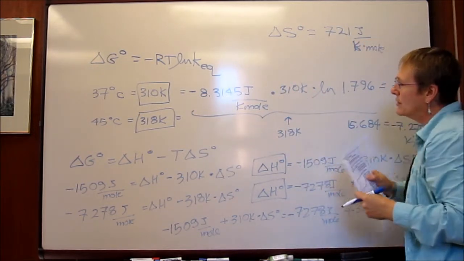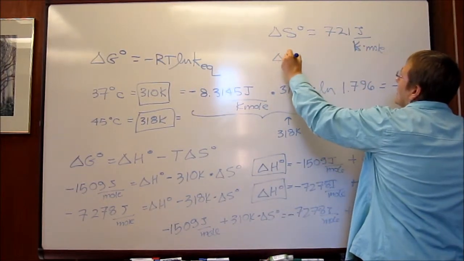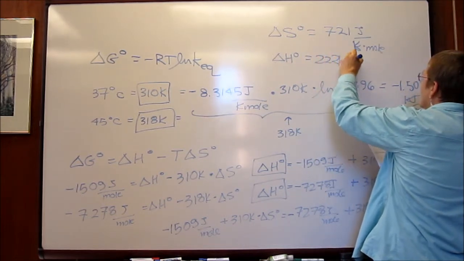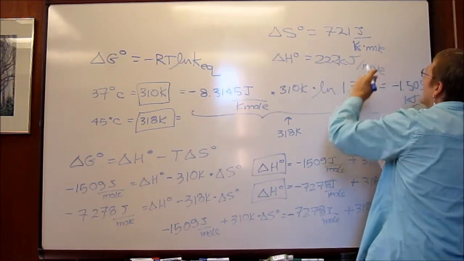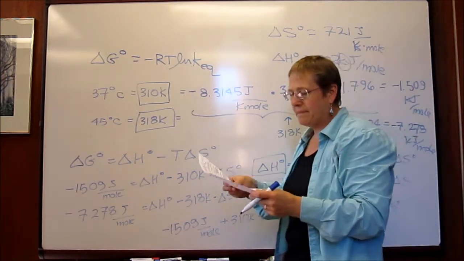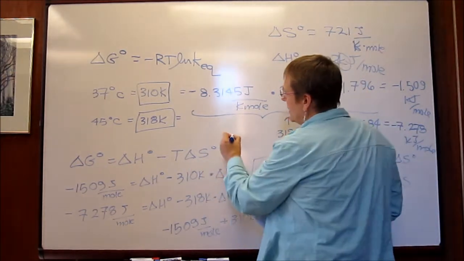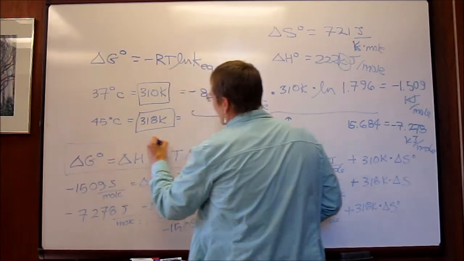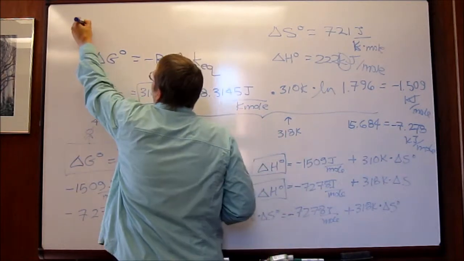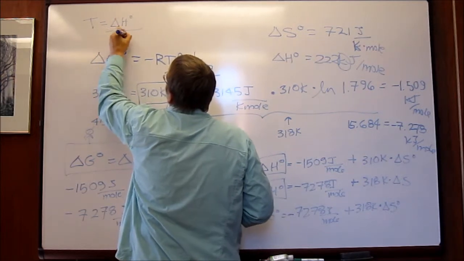And by substituting back into this equation, you can solve for delta H naught, which is 222 kilojoules per mole. Note that they're in different units, right? This one has a kilo in front of it. The final part of the question is to figure out at what temperature this is at equilibrium. And from this equation here, we can solve for the temperature at equilibrium because delta G will be equal to 0. So the temperature at equilibrium is going to be equal to delta H naught over delta S naught.